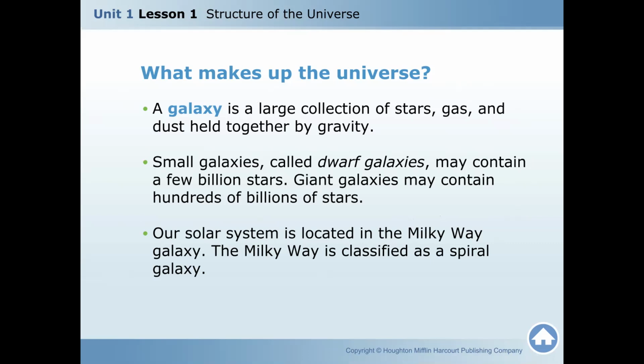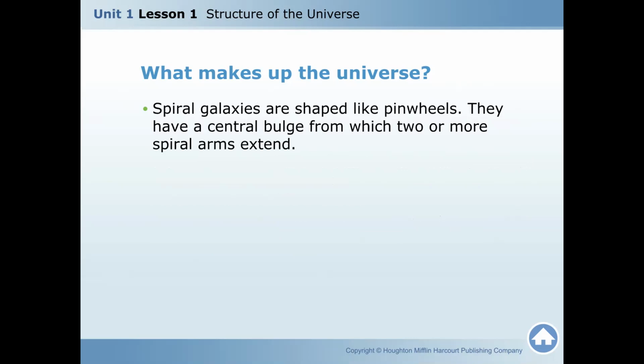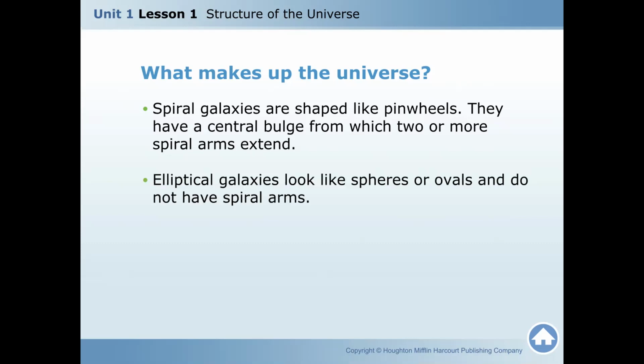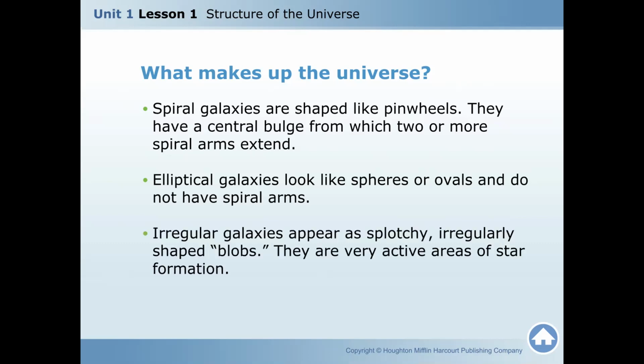The Milky Way galaxy is classified as a spiral type galaxy. Spiral galaxies are shaped like pinwheels; they have a central bulge from which two or more spiral arms extend. Elliptical galaxies look like spheres or ovals and do not have spiral arms. Irregular galaxies appear as splotchy, irregularly shaped blobs. There are very active areas of star formation.